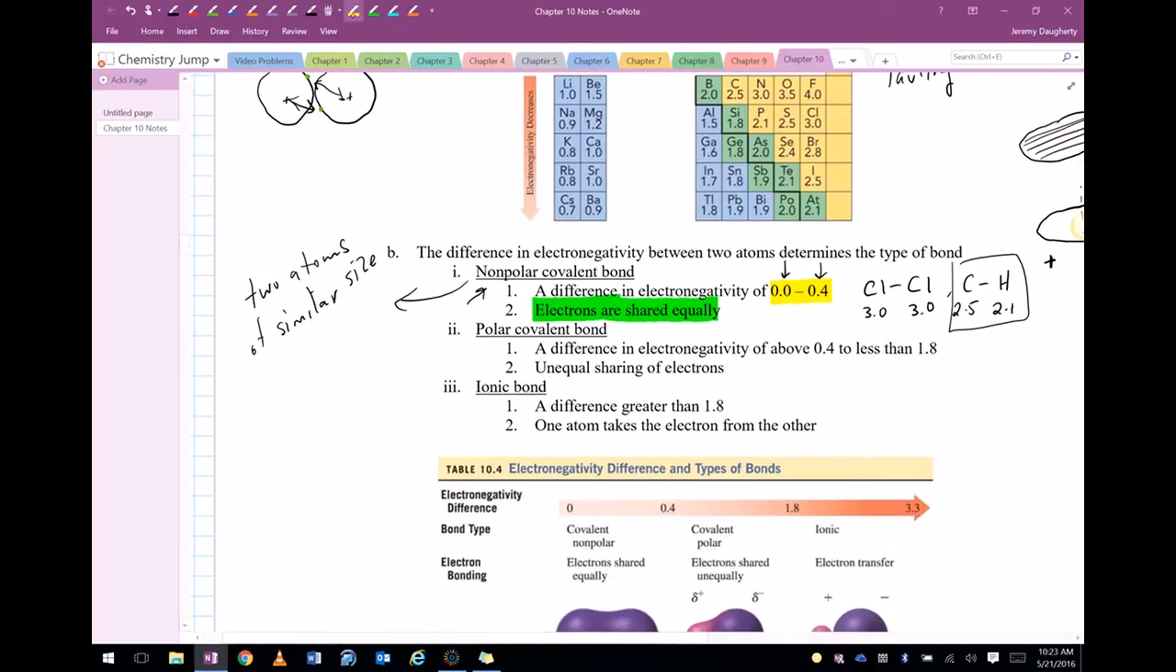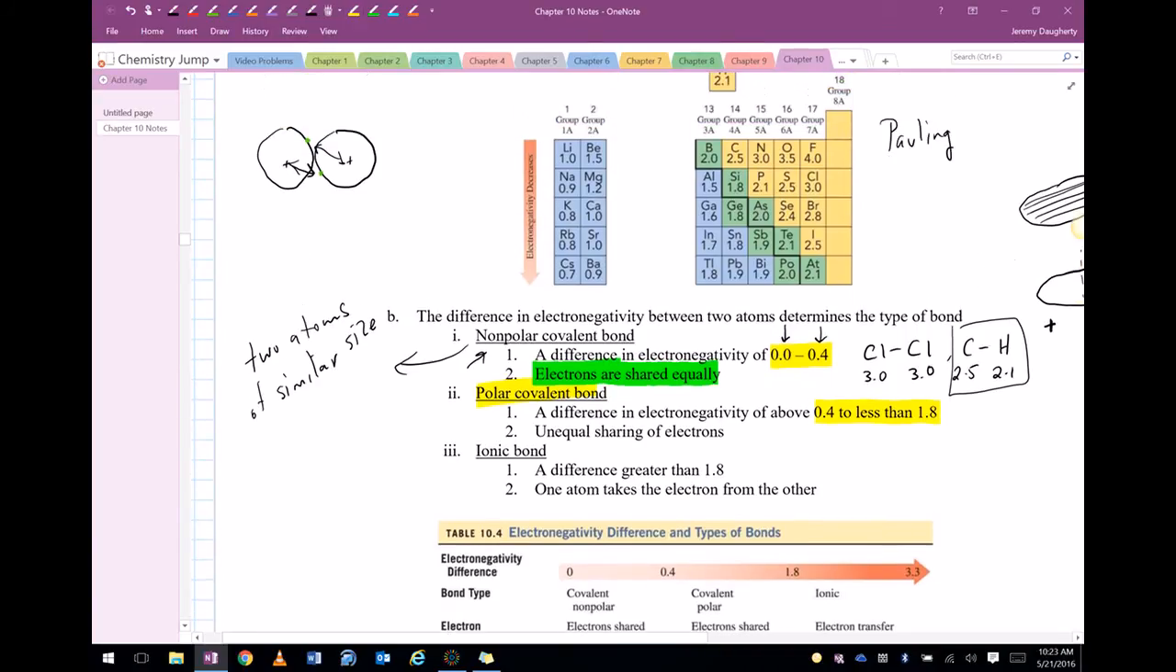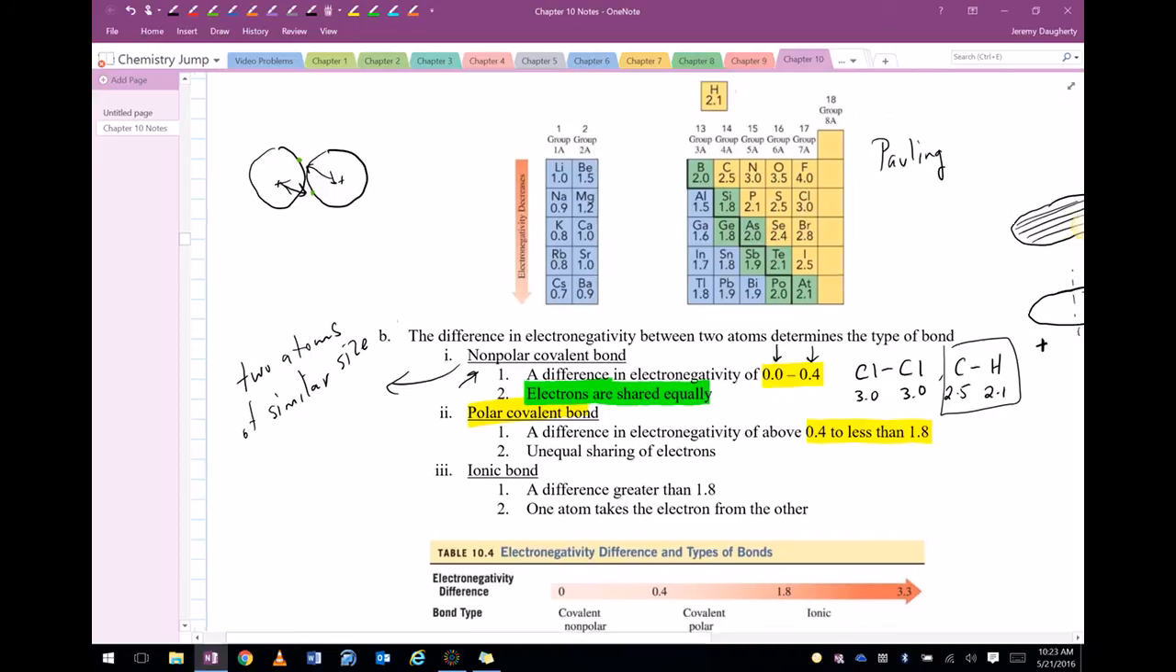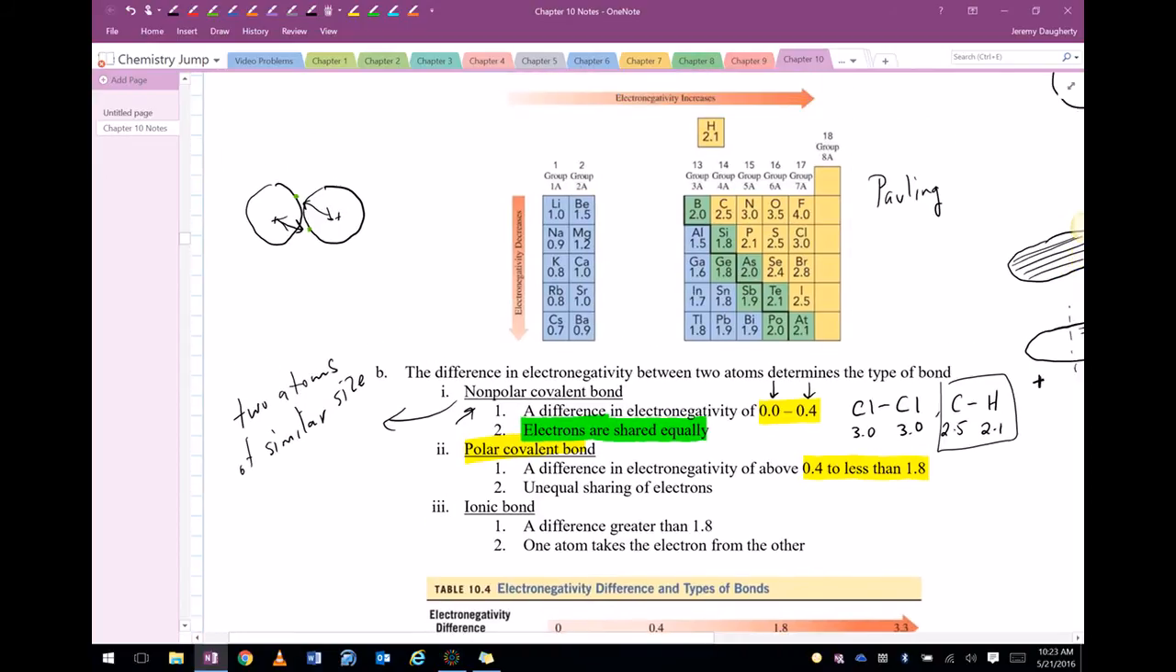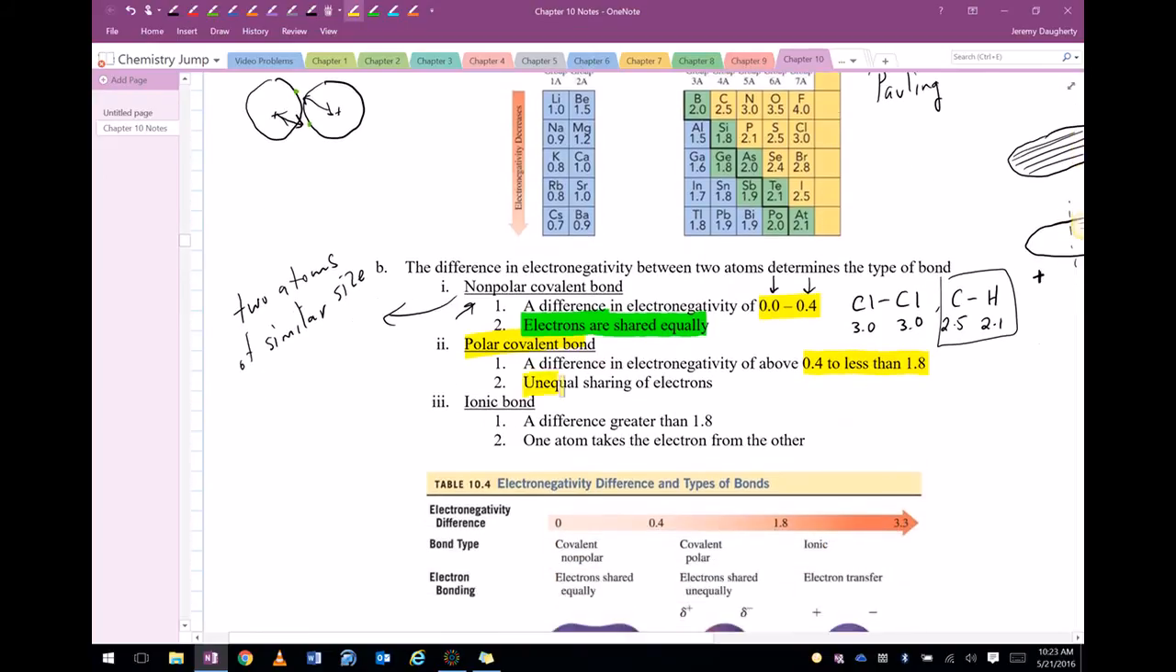Now a polar covalent bond, now we're talking about a difference of 0.4 to 1.8. And again, you usually don't use the scale. Anytime that you need to use the scale, typically you'll be given those electronegativity values. Once we get here, we're talking about an unequal sharing of electrons.